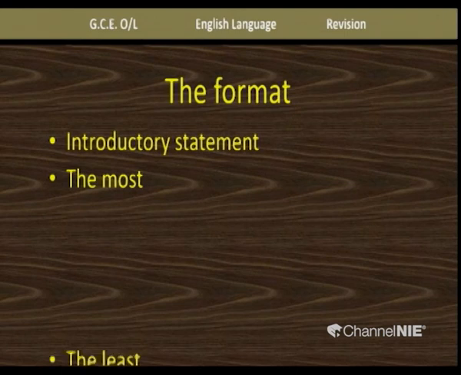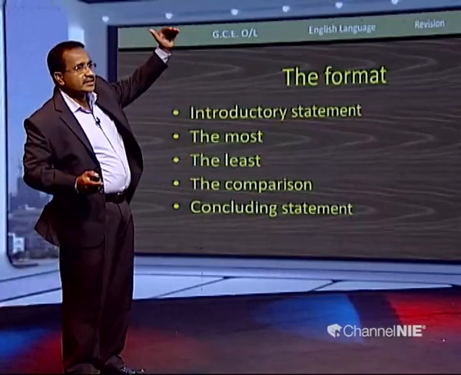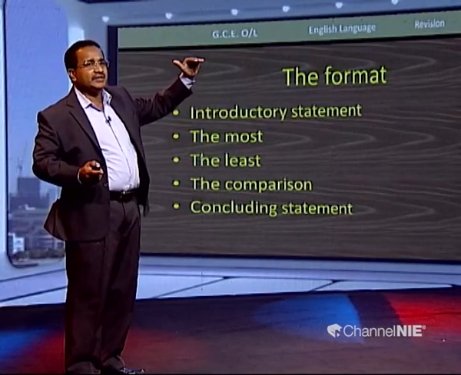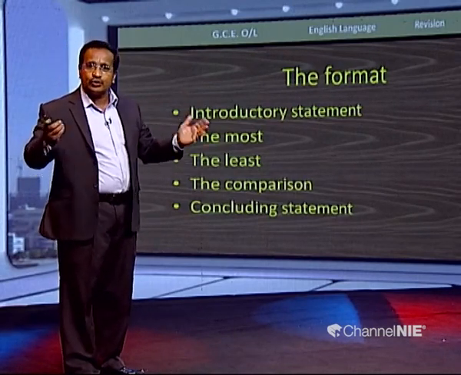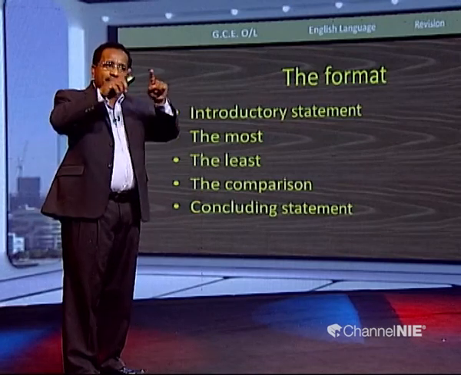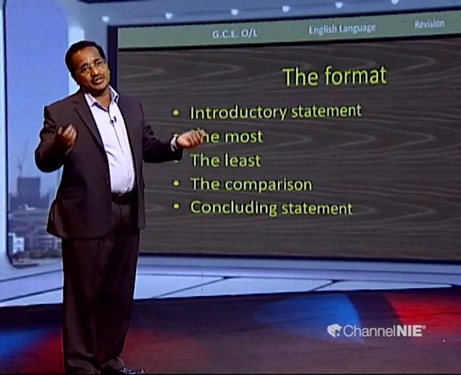Then the next sentence is about the least popular activity, after the most popular activity. After that, you can compare the activities with each other. If there are equal numbers, you can mention that as well. Then the last sentence is the concluding statement. Introductory statement, the most popular activity, the least popular activity, comparison and then finally the concluding statement. That is how you have to organize your description when you write about a bar chart or a pie chart.